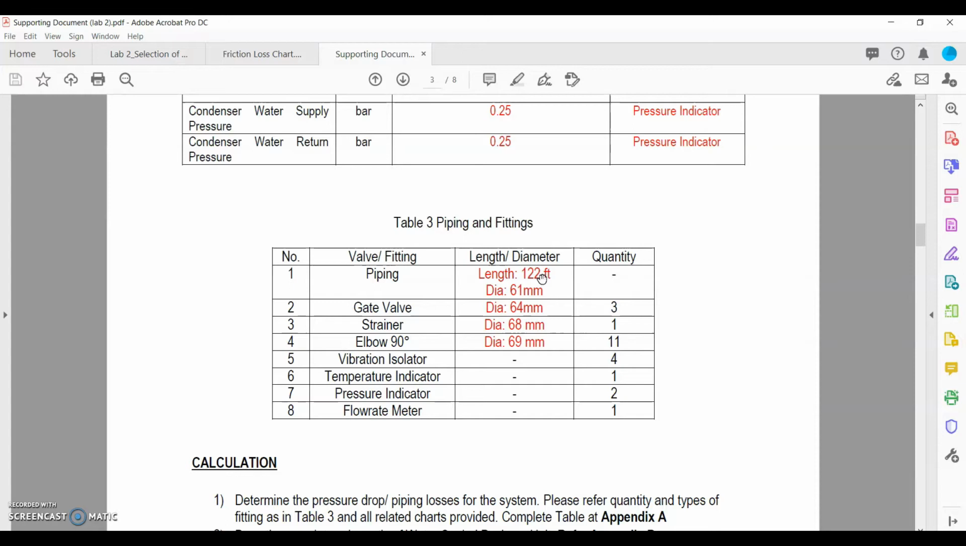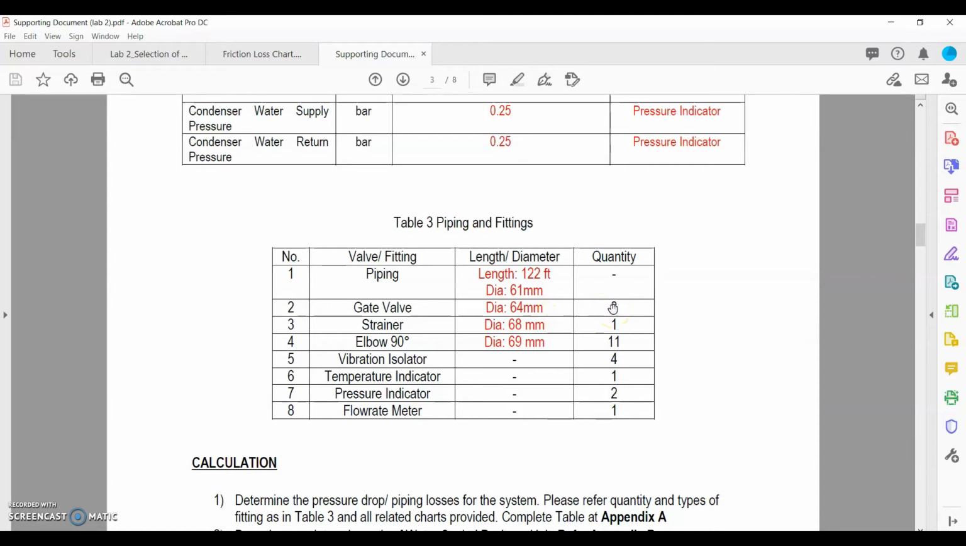So this is condenser water supply. 122 feet is the length, and the diameter is 61 mm. All the diameters for the valves and fittings, I'll give you in millimeter. Then you need to convert it to inch, because you need to use the friction loss chart in unit inch. So you need to convert millimeter to inch.